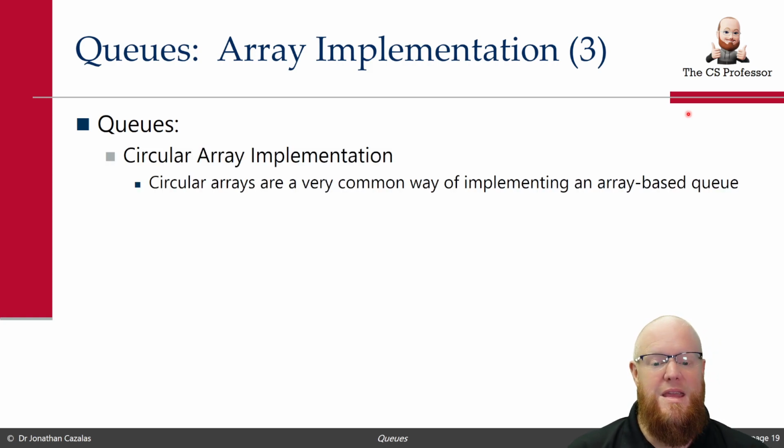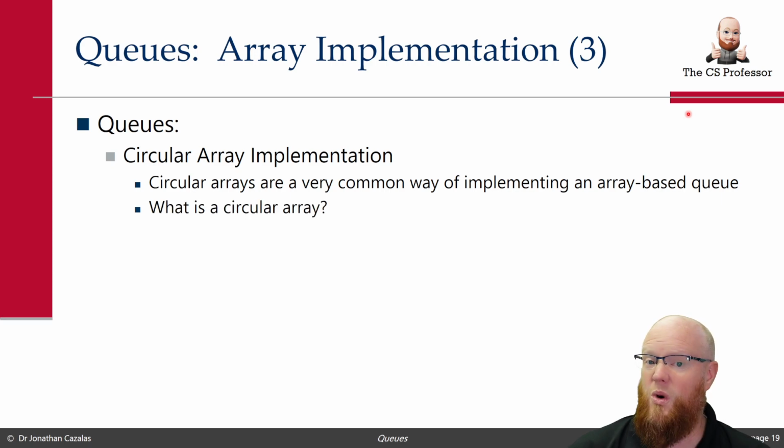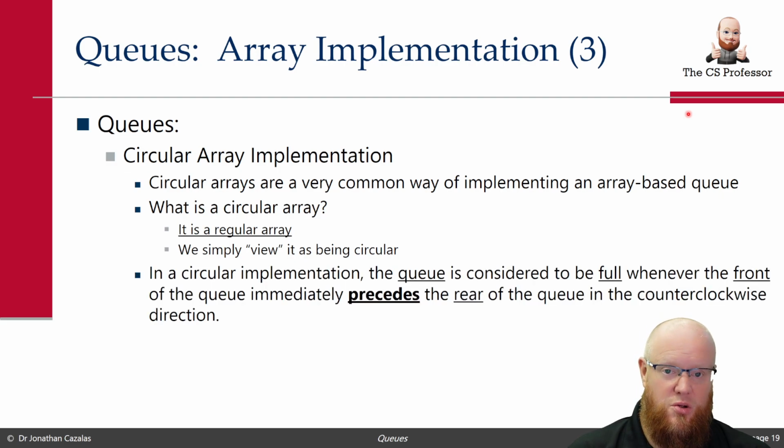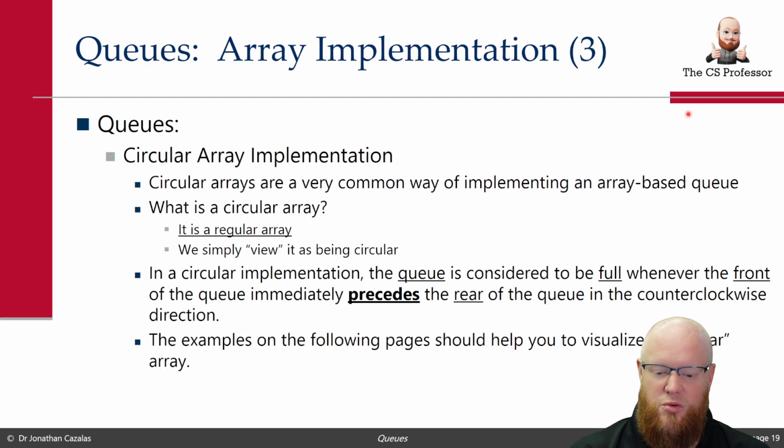This is a very common implementation of an array-based queue. What is a circular array? In short, it's just a regular array, but we view it as being a circle. In a circular implementation, the queue is considered to be full whenever the front of the queue immediately precedes the rear of the queue in a counterclockwise direction. That's a mouthful. It will make sense once we go through an example.